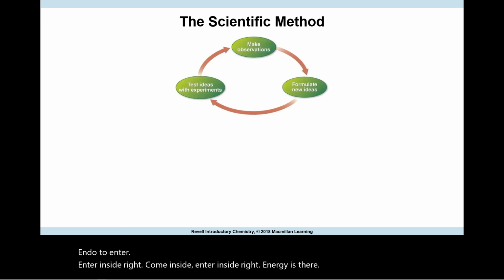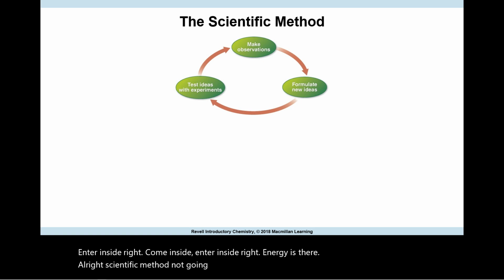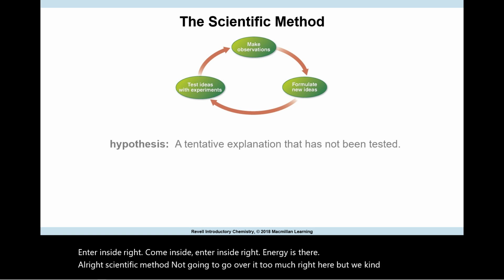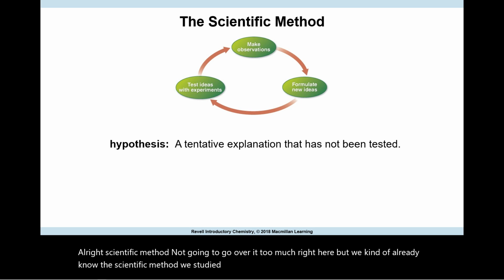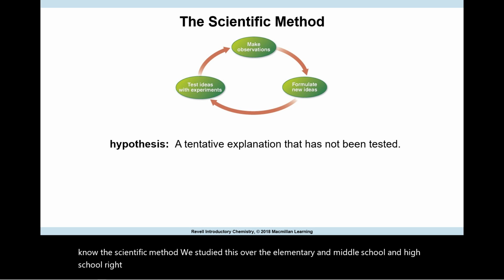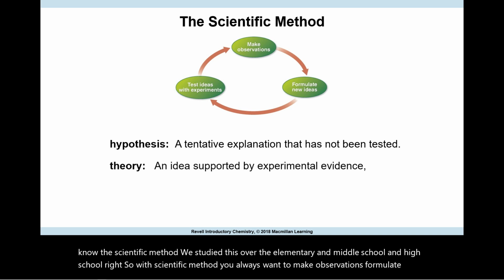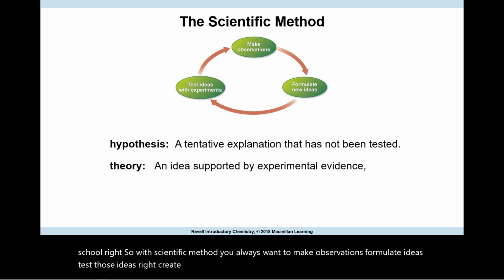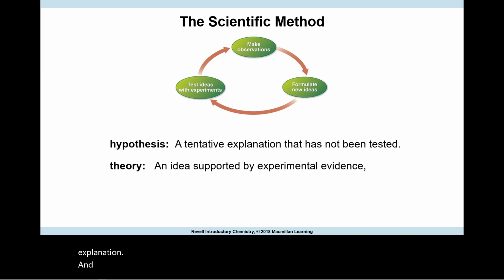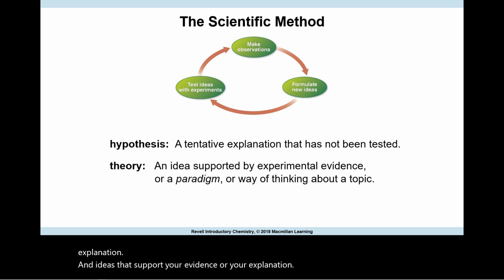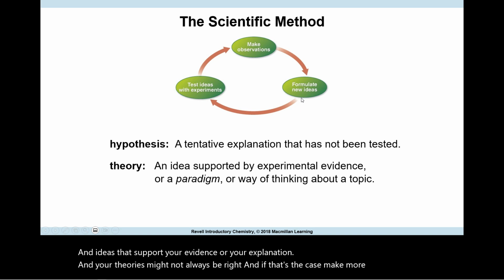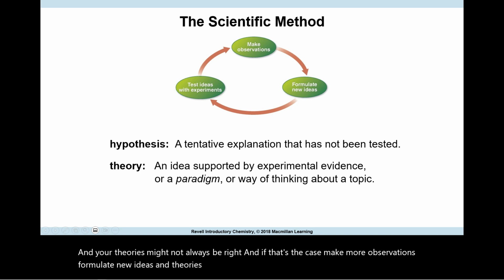All right, scientific method, not going to go over it too much right here, but we already know the scientific method. We studied this in elementary, middle school, and high school, right? With the scientific method, you always want to make observations, formulate ideas, and test those ideas. Create a hypothesis, a theory, an explanation of what's happening, with ideas that support your evidence. Your theories might not always be right. If that's the case, make more observations, formulate new ideas and theories, and test them out.